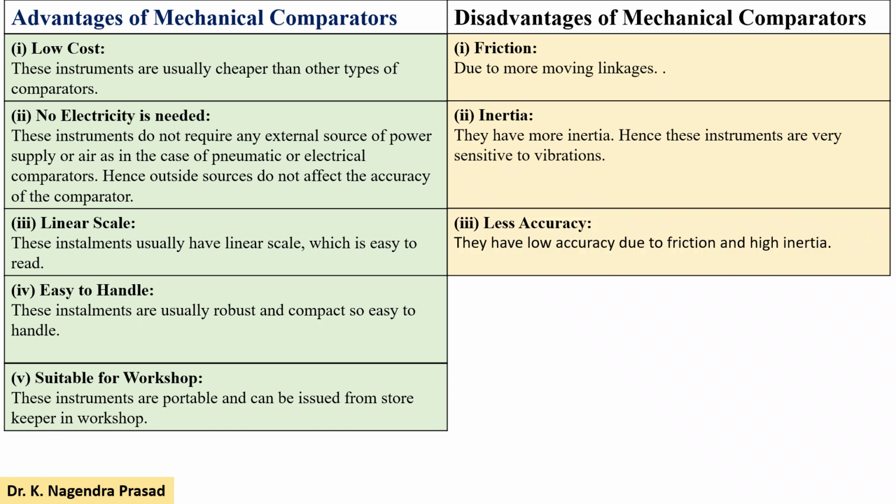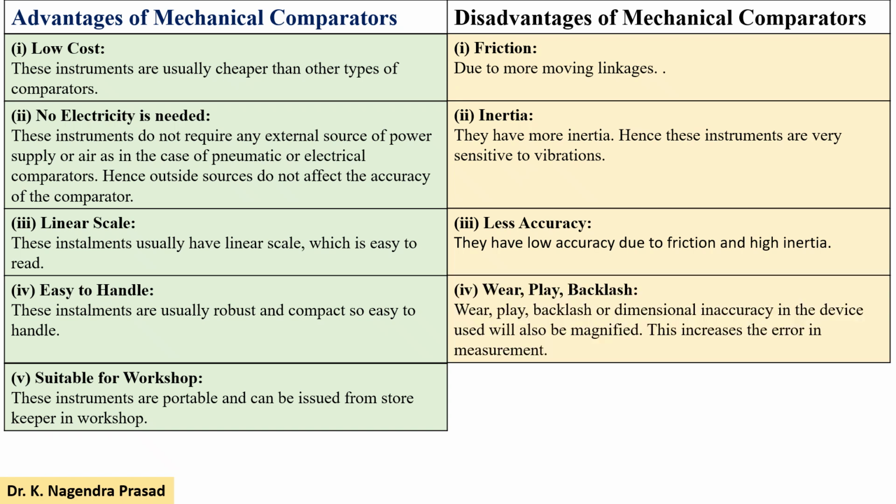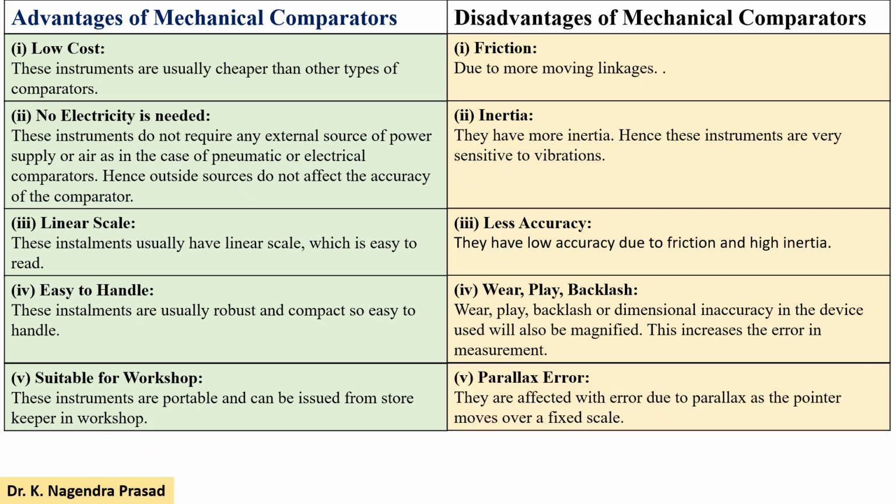And less accuracy is another disadvantage. So mechanical comparators have low accuracy due to the friction and high inertia. And the next one is wear, play and backlash. Wear, play, backlash or dimensional inaccuracy in the device used will also be magnified. This increases the error in measurement.